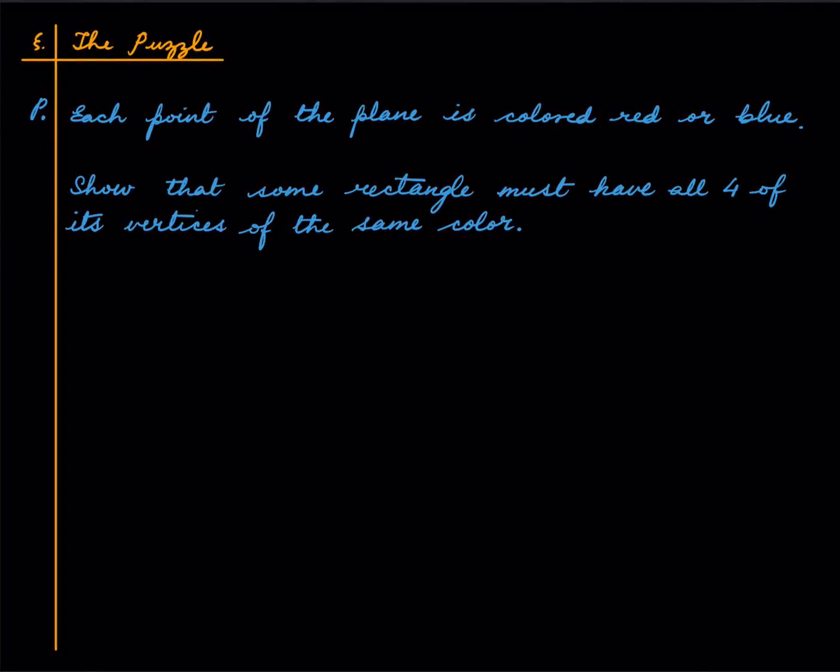Here is the problem. We are given that each point of the plane is colored either red or blue, and we want to show that some rectangle must have all four of its vertices of the same color. As usual, one is encouraged to pause the video and try to solve the problem. And now let us look at the solution.